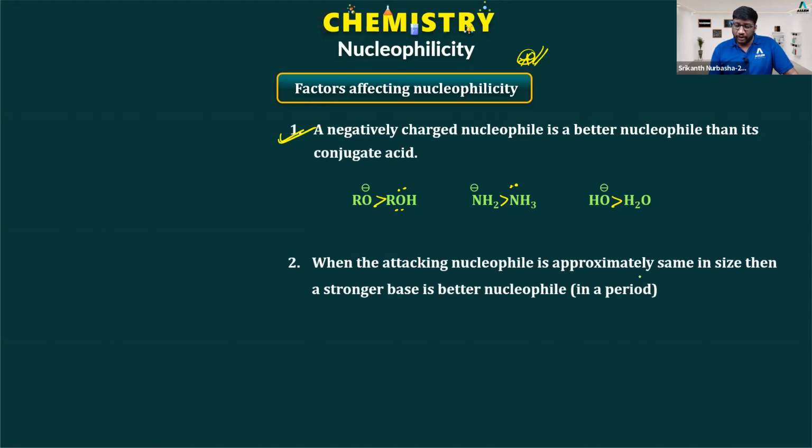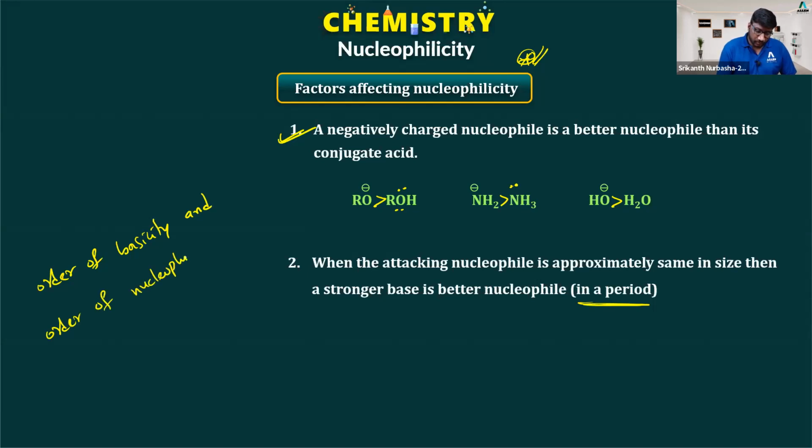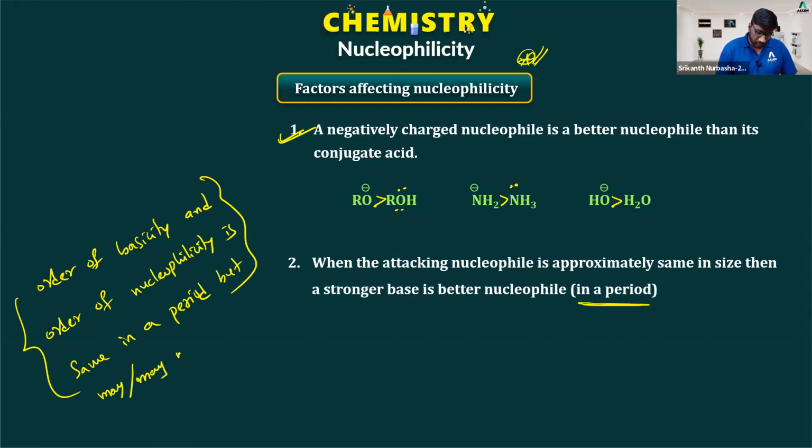Second point, when the attacking nucleophile atoms are approximately the same in size, that means in a period, then a stronger base is a better nucleophile. That means order of basicity and order of nucleophilicity is the same in a period, but may or may not be the same in a group. And it depends on solvent.